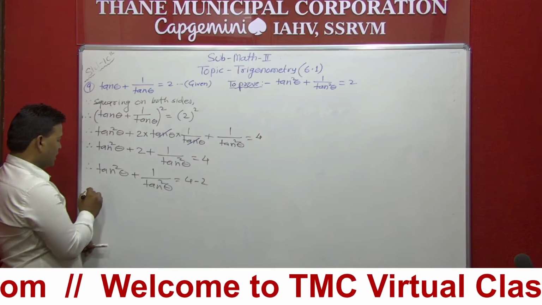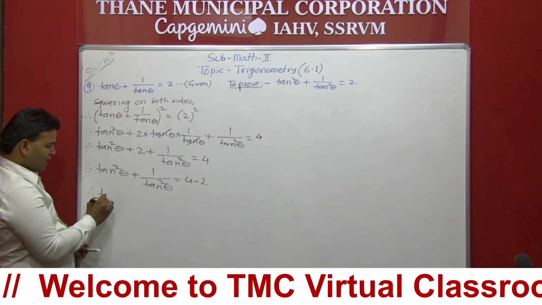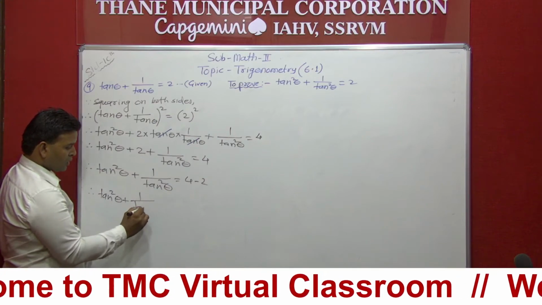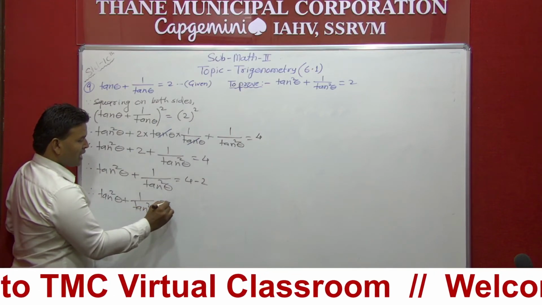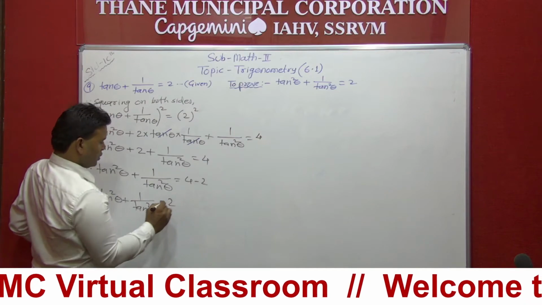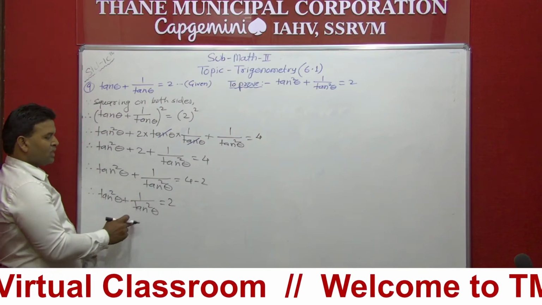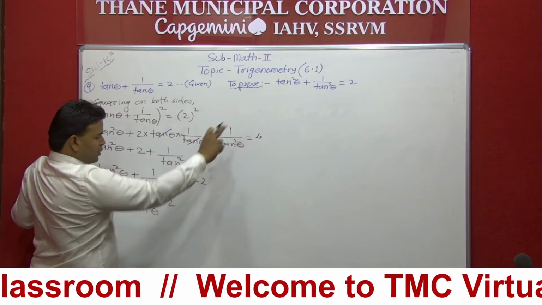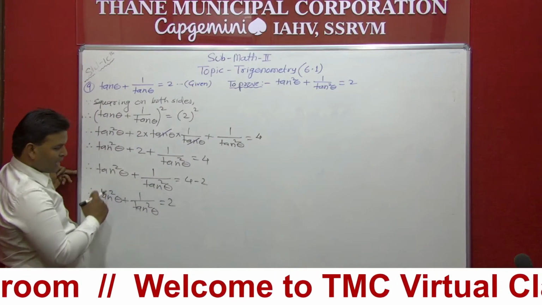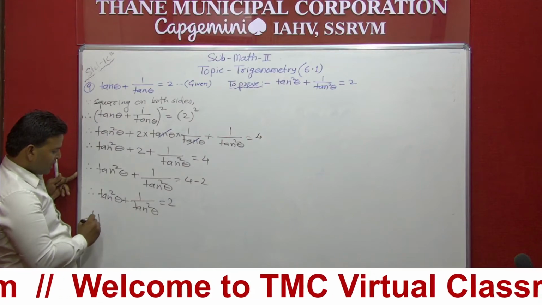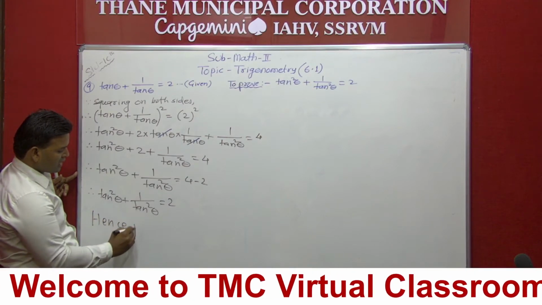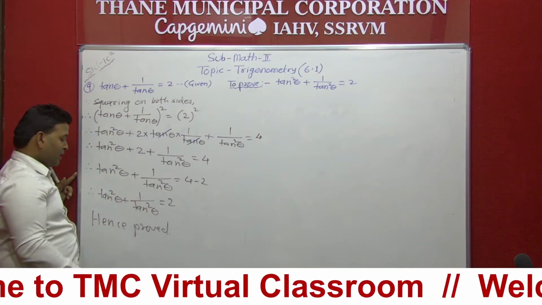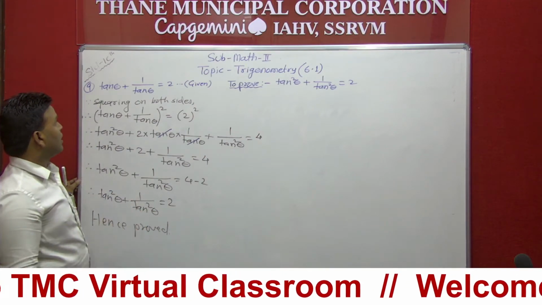So in the next step, tan square theta plus 1 upon tan square theta is equal to 4 minus 2, which is 2. And now see what I was supposed to find out: tan square theta plus 1 upon tan square theta is equal to 2, the same thing I got here. And finally here we will write down, hence proved. Here we have completed question number 9.